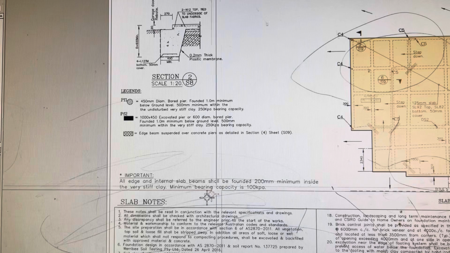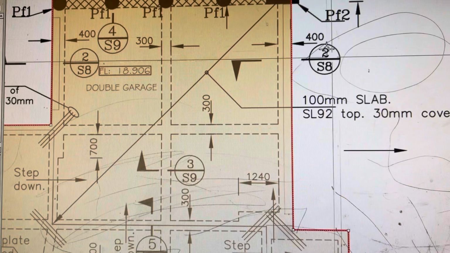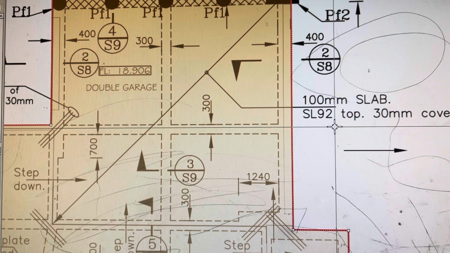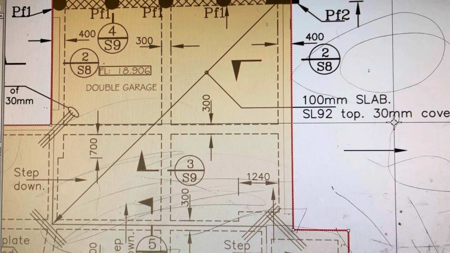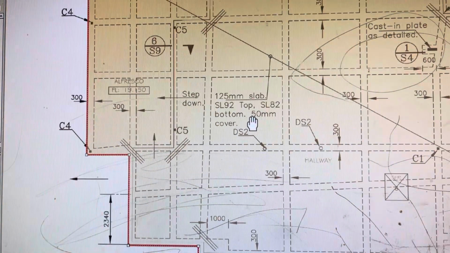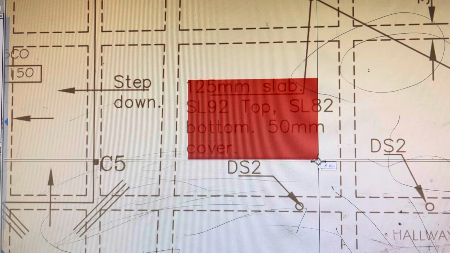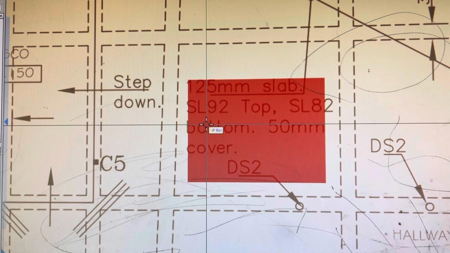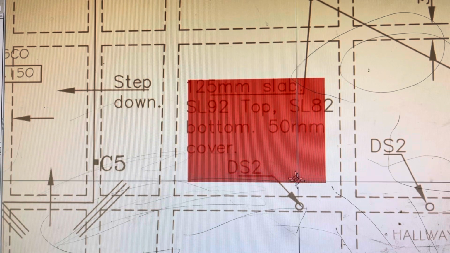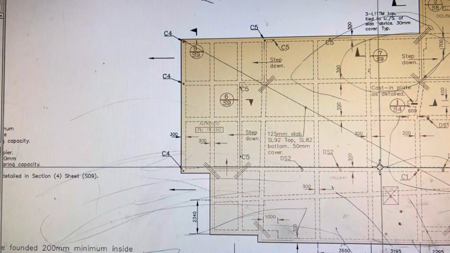By the way, the slab details are given here. It's saying 100 mil slab with SL92 mesh top, and you have to give 30 mil cover. And this is this area, and this area is 125 mil slab with SL92 top and SL82 bottom with 50 mil cover. So we got the area now.